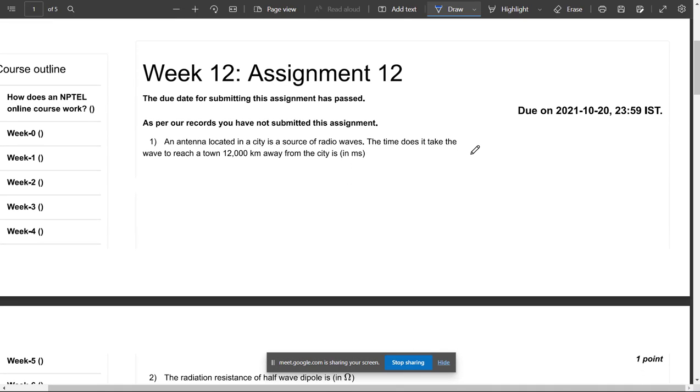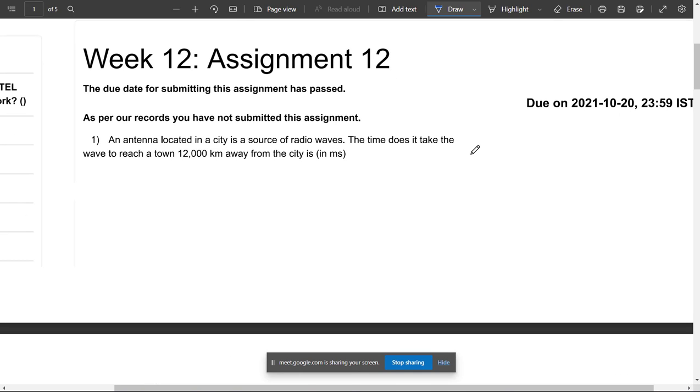So the first question here is: an antenna located in a city is a source of radio waves. What time does it take the wave to reach the town 12,000 kilometers away from the city, in milliseconds? So the antenna is located in a city and is a source of radio waves. Then it's asked how much time it will take to reach a distance of 12,000 kilometers.